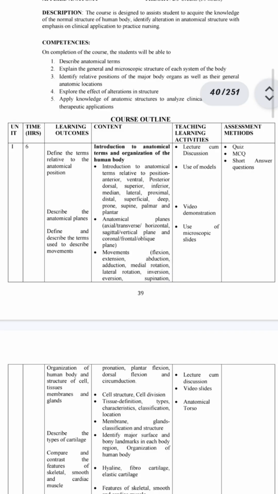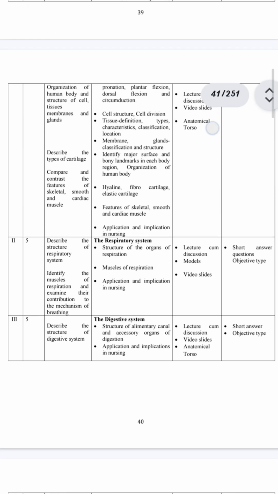In anatomy we study the anatomical positions like supine position, prone position, lithotomy position, Trendelenburg position. Different kinds of positions you have to study, like movements: flexion, extension, abduction, adduction. You have to study about cell, tissue, and in the cell a lot of things, in the tissue a lot of things, different types of tissue, right? Cartilage, types of cartilage we have to study.